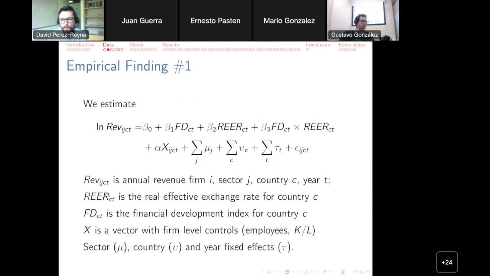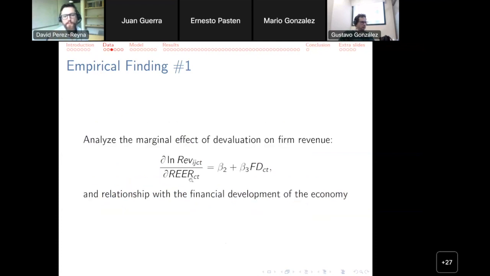So we're going to calculate this at the firm level. The data is revenue, and the coefficients we want, of interest, are going to be the effect of a depreciation on revenue. So the coefficients will be these two. We want to see what happens to revenues when there's a depreciation, and what's the interaction of financial development with this effect.